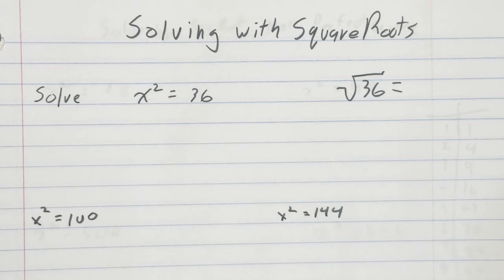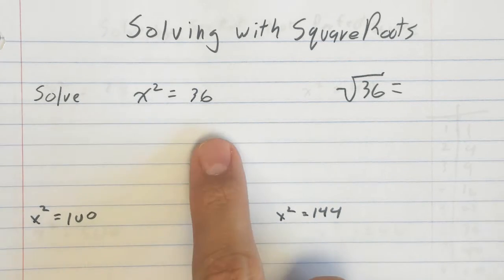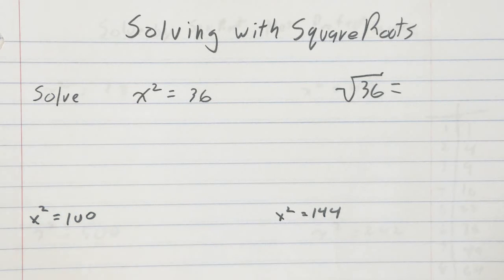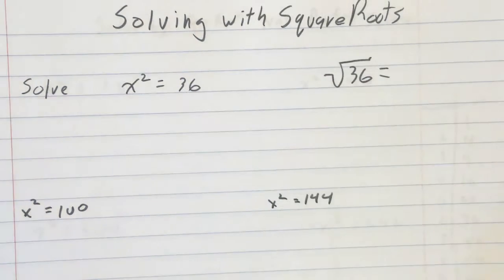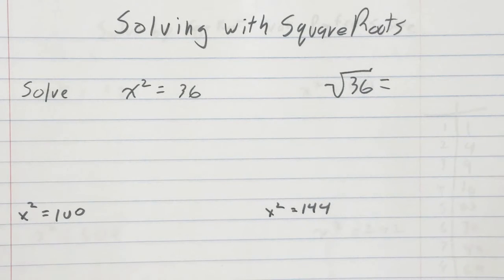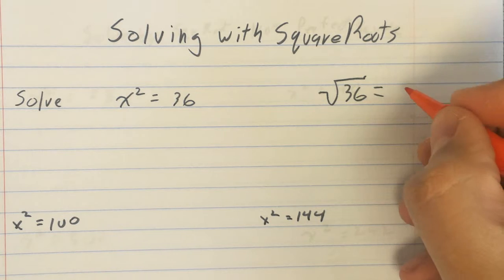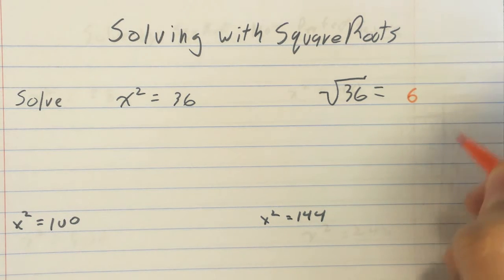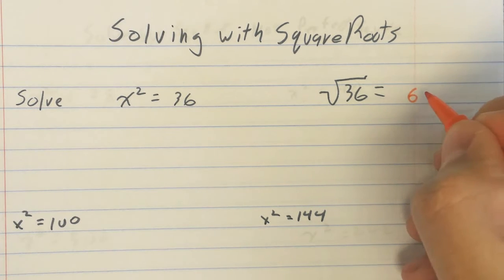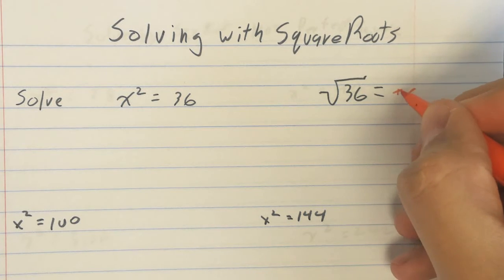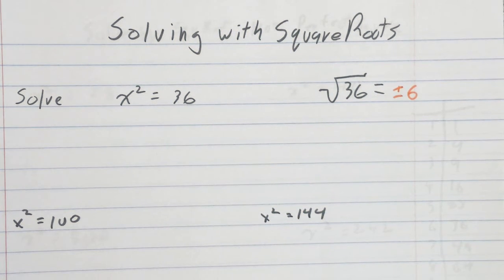Okay, today we are going to solve quadratics using square roots. To set this up, I want to go back to just simply finding the square root of a number. When we find the square root of a perfect square like 36, we said that it was 6 or negative 6, so we're going to say that's plus or minus 6.